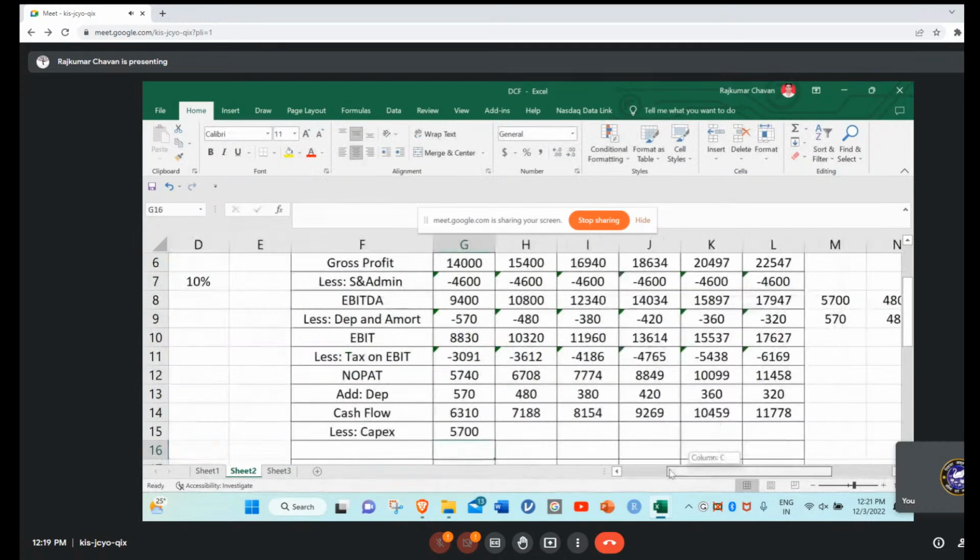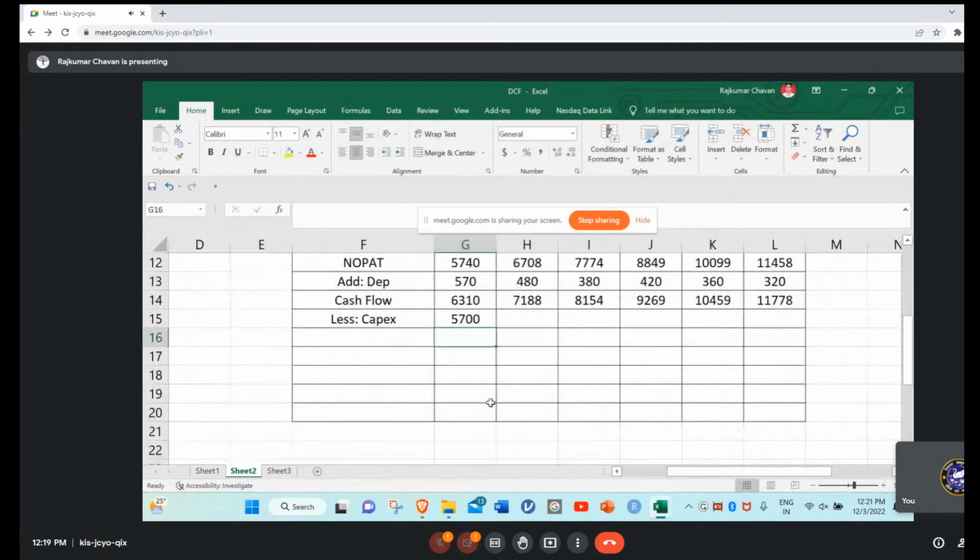Did you get the same answer here? 5,700. Then what should we do? Drag it to the right side. You will get all the answers here automatically. Yes or no? So my work is simplified. I have converted the column into rows, and that makes your life very easy.